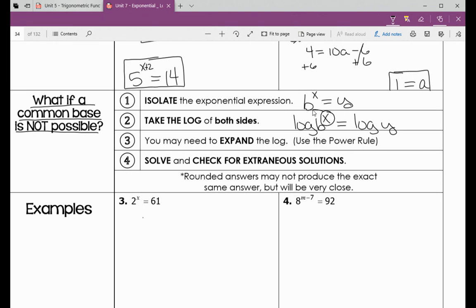You're going to use the power rule and go backwards. You're going to put that out in front as a multiplier. So we're going to have x times log of b equals log of y. And then we're going to solve that. We're going to divide both sides by log b. So x is going to equal log y divided by log of b. And then we're going to type that in.